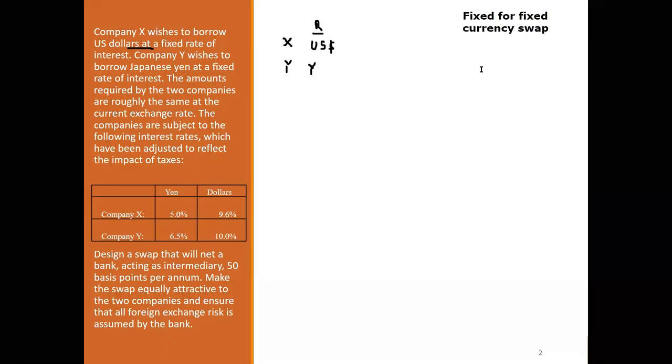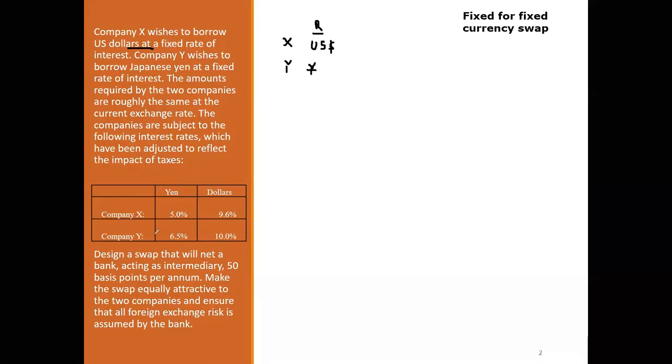Similar to what we did earlier, look at the requirements. Company Y would require a borrowing in Japanese yen. And then, if you read on the question, it says the amounts required by the two companies are roughly the same at the current exchange rate, and the companies are subject to the following interest rates, which have been adjusted to reflect the impact of taxes.